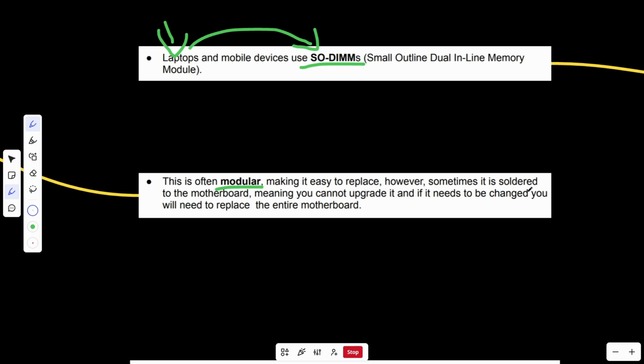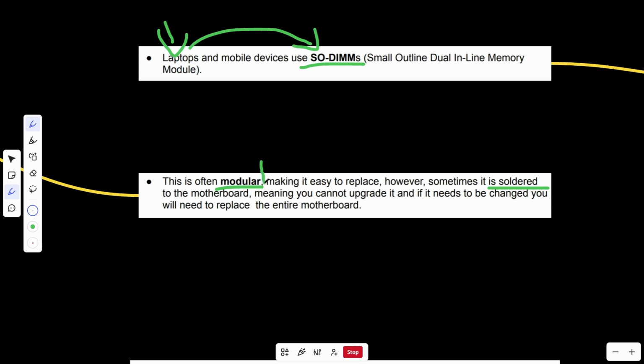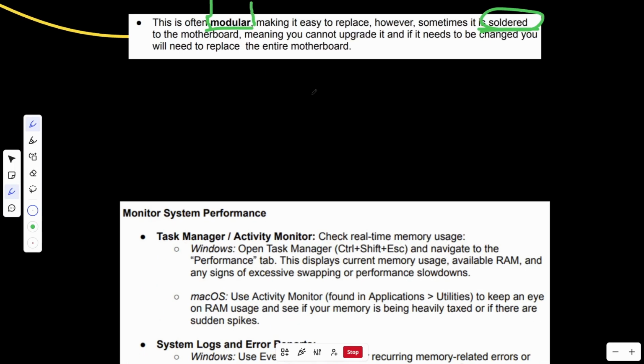However, sometimes it is soldered to the motherboard, right? So that means you can't remove it at all. Sometimes it can actually be a part of the physical motherboard. You can't upgrade it, particularly on laptops. It's not always upgradable. So that's another thing to take into consideration. If you want the ability to upgrade your RAM, you'd want to make sure that you have modular RAM, okay? Otherwise, if you get soldered RAM, you may not be able to upgrade that RAM. Okay, so for your exam, you might be asked a question about that. Make sure you know the difference and you know that that's something you may want to take into consideration.